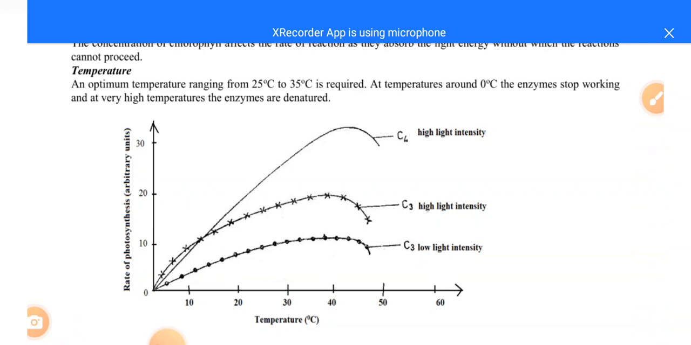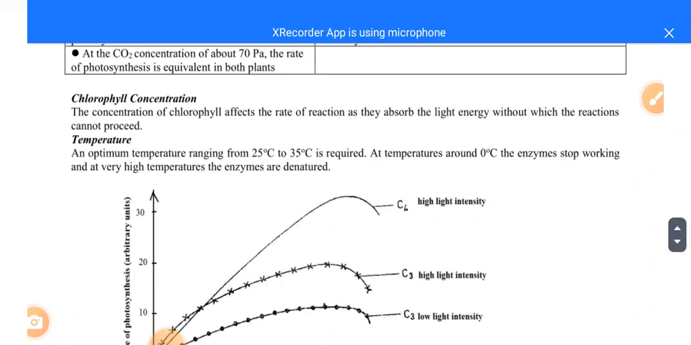Now we have looked at the effect of carbon dioxide. Today we are going to look at the effect of concentration of what? Chlorophyll concentration. The concentration of chlorophyll affects the rate of reaction as chlorophyll absorbs the light energy, without which the reactions cannot proceed. So without chlorophyll, the absorption of light energy cannot proceed.